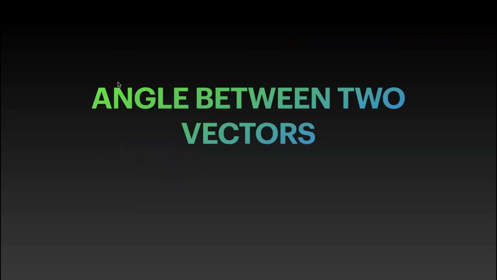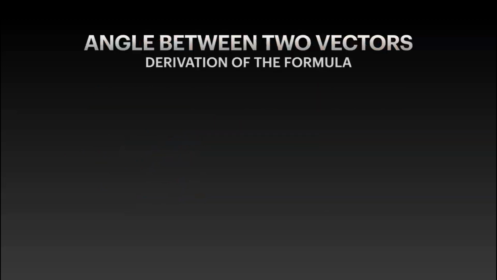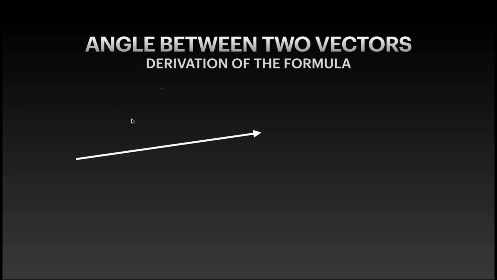Now, assume you have two vectors and you want to find out what angle they make with each other. Is it possible? Yes, of course, it's possible. How do you find out the angle between the two vectors? Let us see. Assume you have one vector A and another vector B.